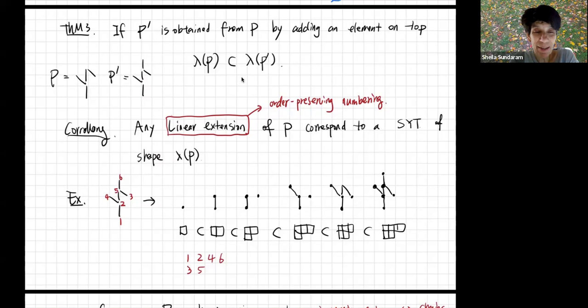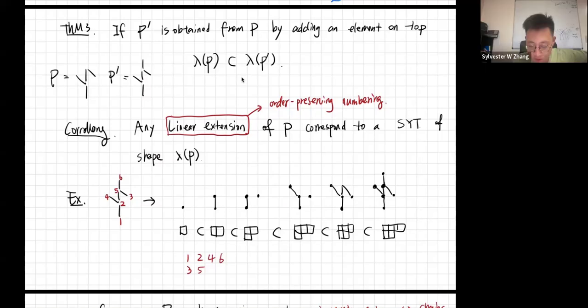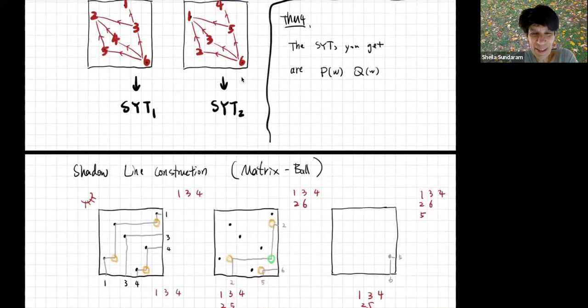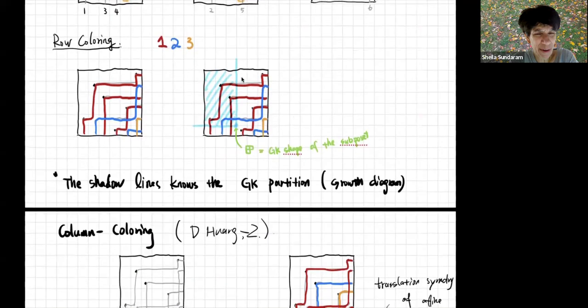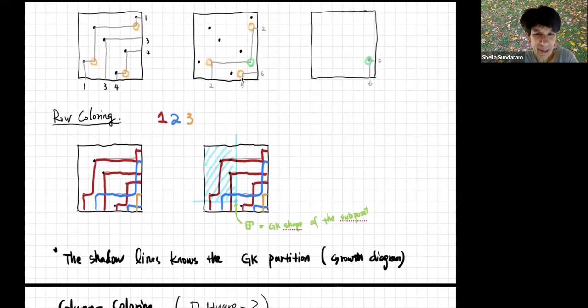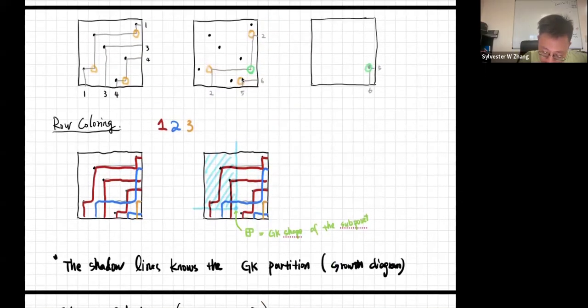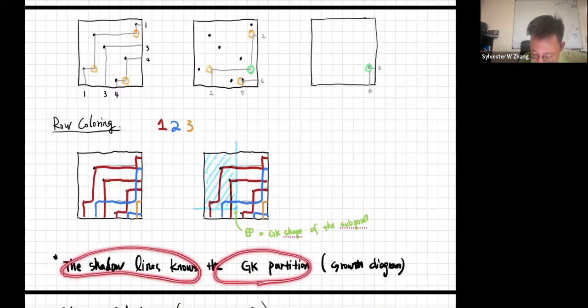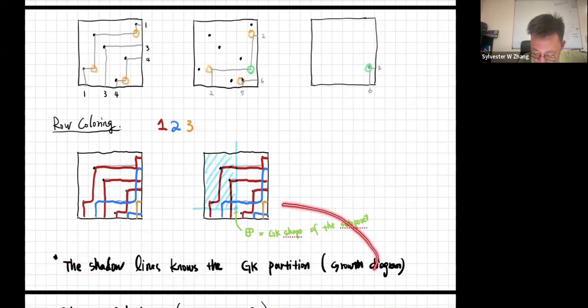The other quick question I had was, when you wrote down GK, are you referring to Fomin's growth diagrams? I'm referring to Greene-Kleitman. Okay. Where did I say that? Something about growth diagrams. Oh, I see. The fact that the shadow lines know the Greene-Kleitman partition is because you can use it to recover the growth diagram.